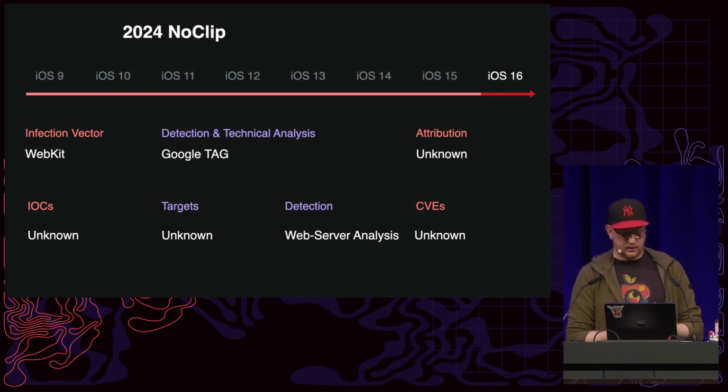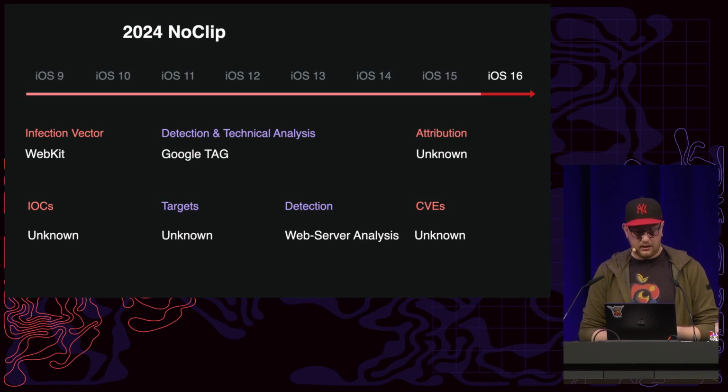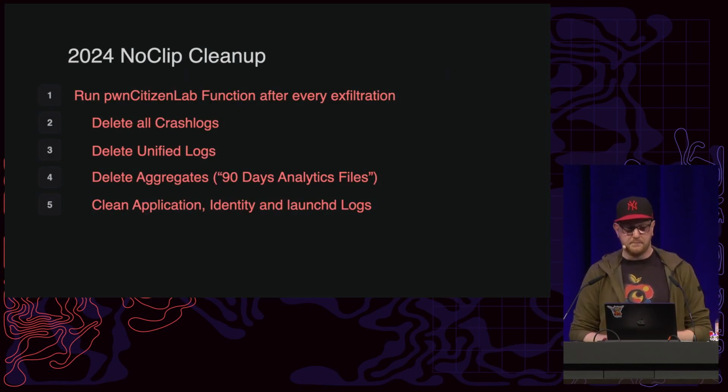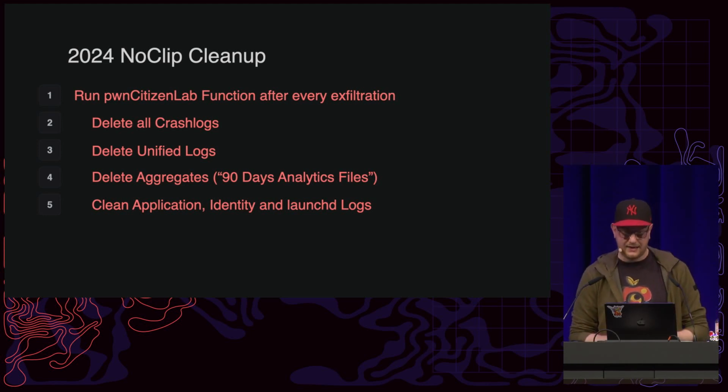The last sample I'm briefly mentioning today is NoClip. NoClip is only mentioned by a talk by Clément from Google Tech at Hexacon this year. It used WebKit as an infection vector, and then it was running a small implant. The very interesting thing about NoClip is that there is a massive cleanup going on. There is a function that is called Pwn Citizen Lab.